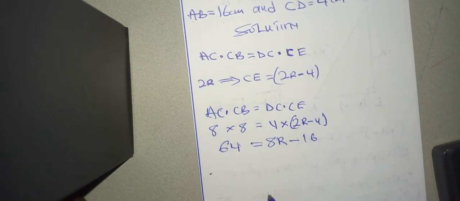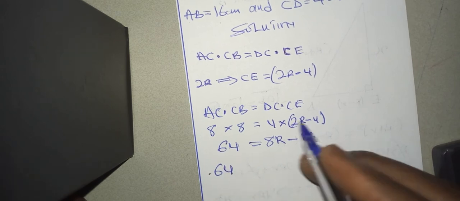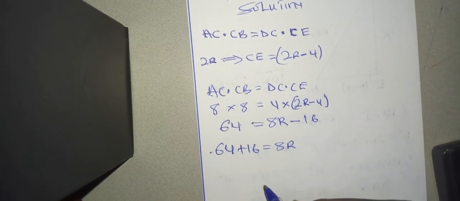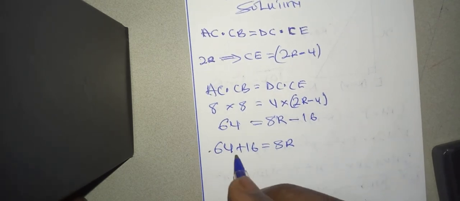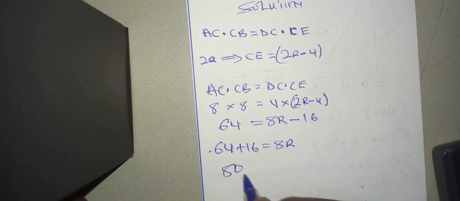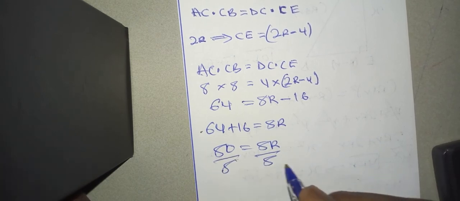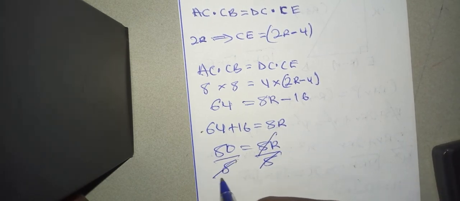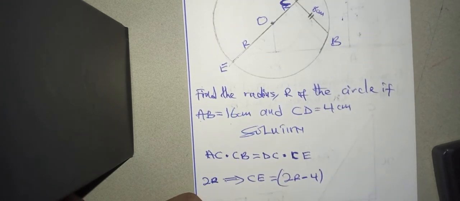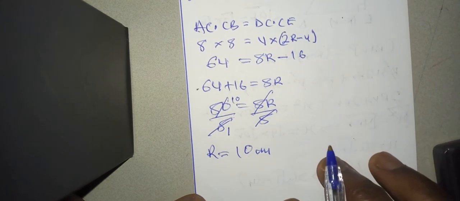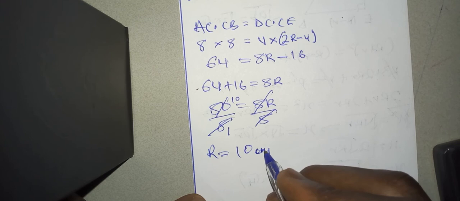All right, so we are going to group like terms. 64, this is negative. When it crosses, it becomes positive, so plus 16 equals 8R. This is going to give us 80, equals 8R. We are going to divide through by 8, so 8 here 1, 8 here 10. Therefore R equals 10 centimeters, and R is the radius of the circle. Therefore the radius of this circle is 10 centimeters.